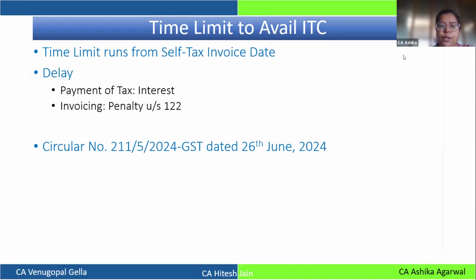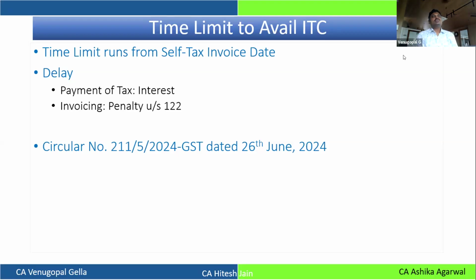Next query, again from him only. I have paid rent. Both I and the owner are unregistered under GST, being below the threshold limit. In this case, am I required to obtain GST registration, which mandates registration for a person liable to pay tax under RCM?